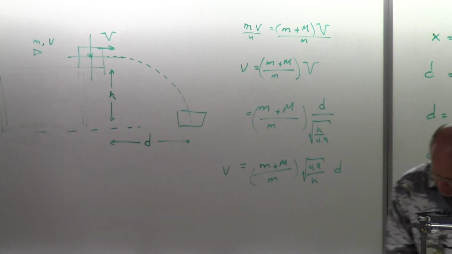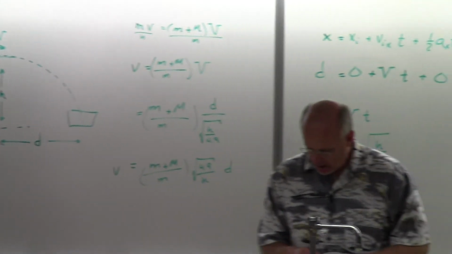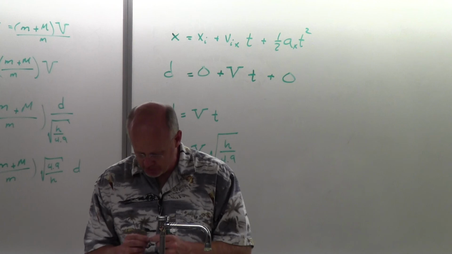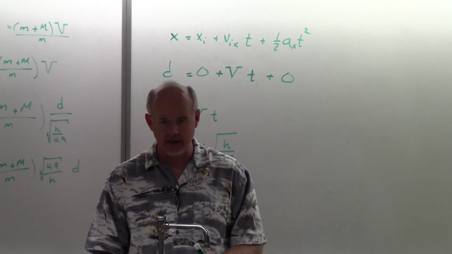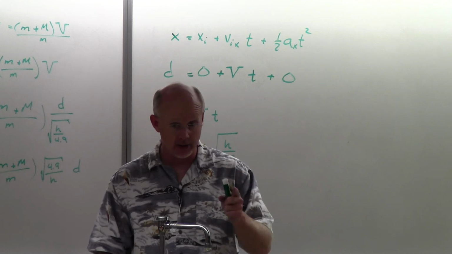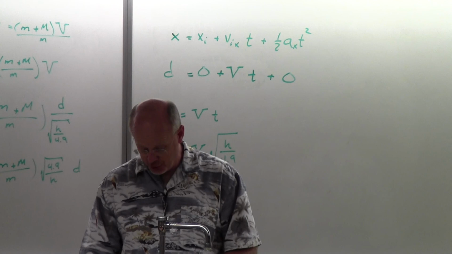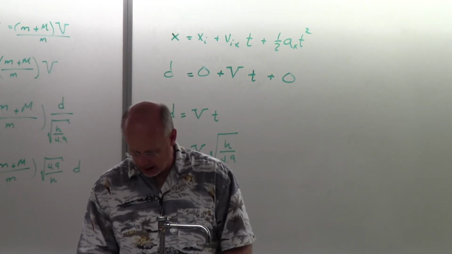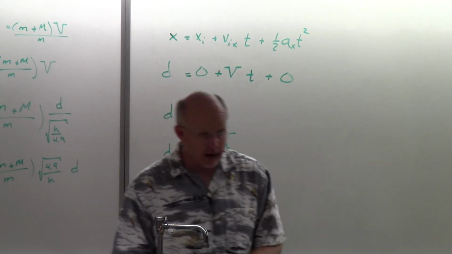So what does 65 say? It says a light spring of spring constant 3.85 newtons per meter is compressed by 8 centimeters. There they did it again. 8 centimeters. Not going to fall for that. And held between a 0.25 kilogram block on the left and a 0.5 kilogram block on the right.